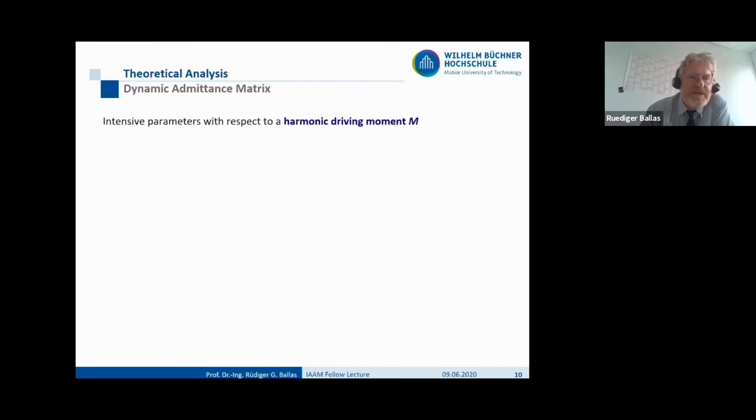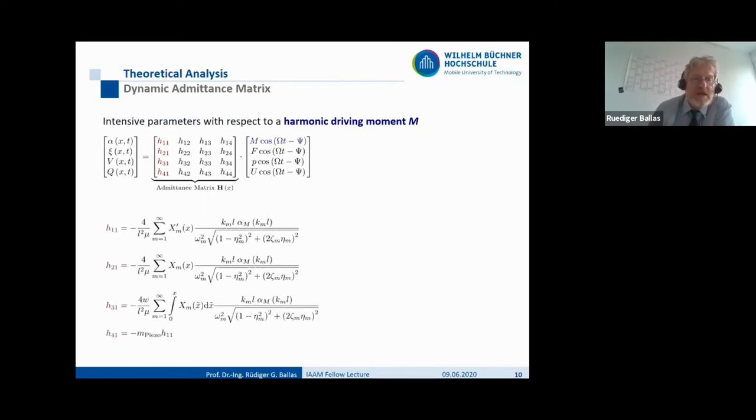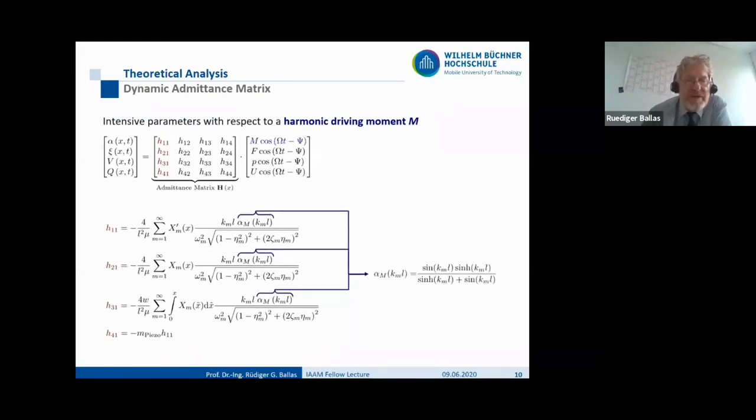The dynamic admittance matrix, I just want to show you the results. You see here on the left side the intensive parameters, on the right side the extensive parameters, and the admittance matrix. I just take the first column, H11 to H41. You see here the solutions. It's a very common way to calculate it, but you see here H11 is the connection for the bending angle, for the deflection, then also for the volume displacement, for the voltage. And if you repeat that every time you apply different external loads, you see special quantities that can be calculated.